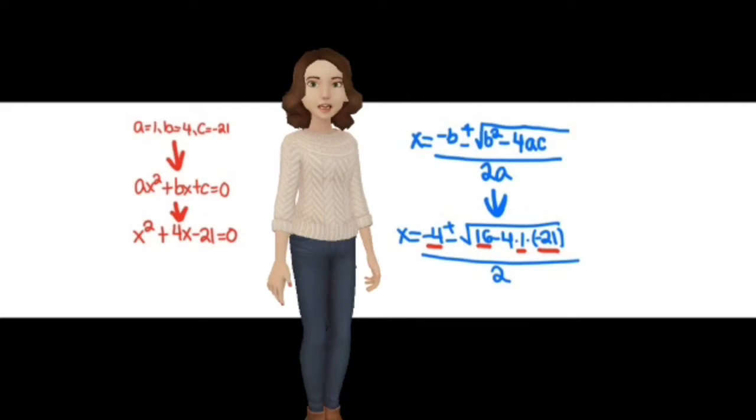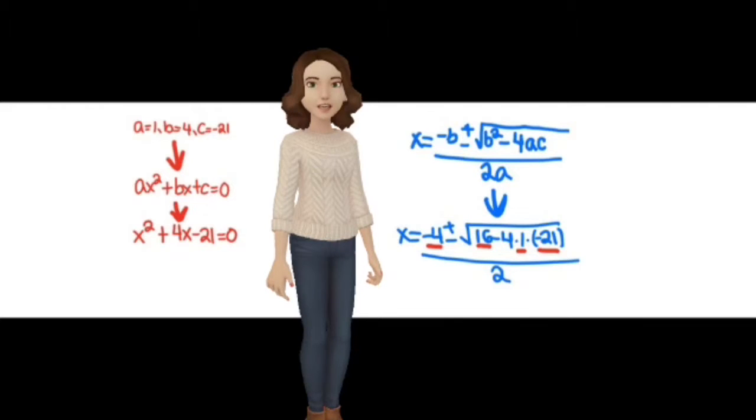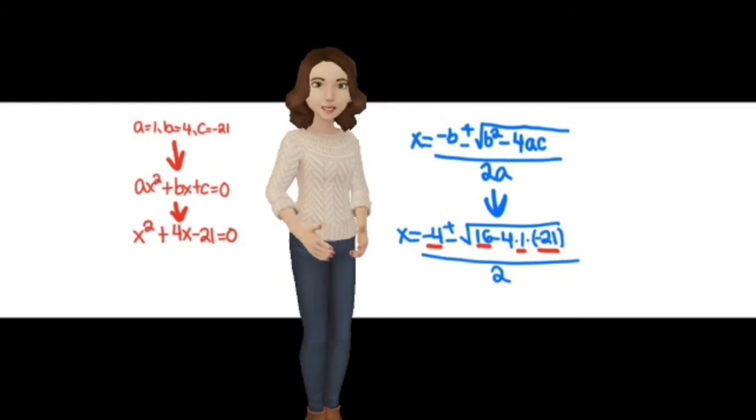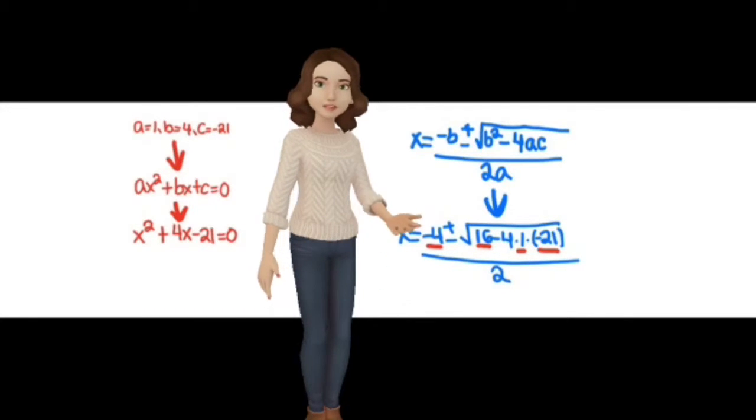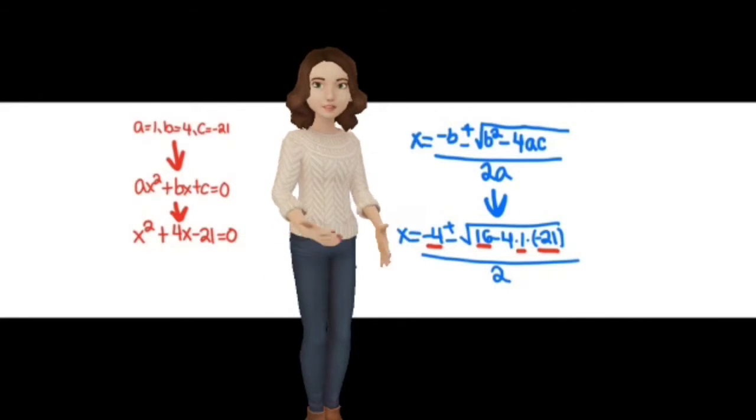The quadratic formula gives the solutions of a quadratic equation in the form ax squared plus bx plus c equals 0, where a cannot be 0. It is given by the formula x equals negative b plus or minus the square root of b squared minus 4ac, all over 2a. So I'm going to try to explain this to you in the simplest way possible.